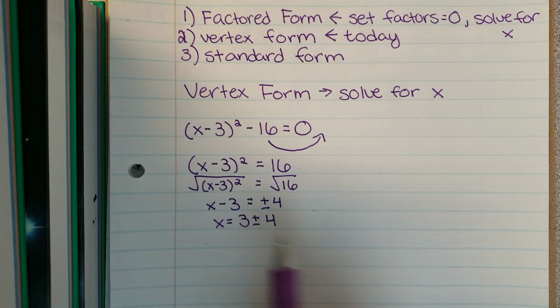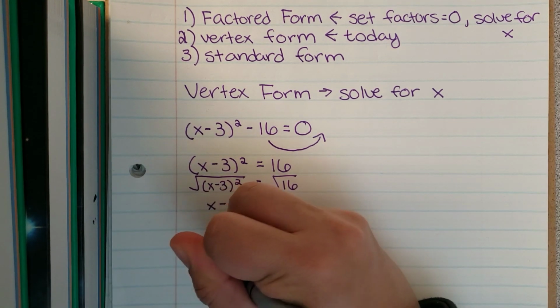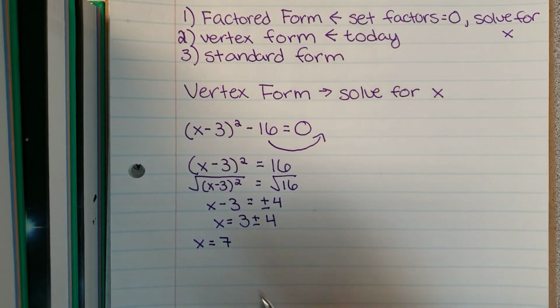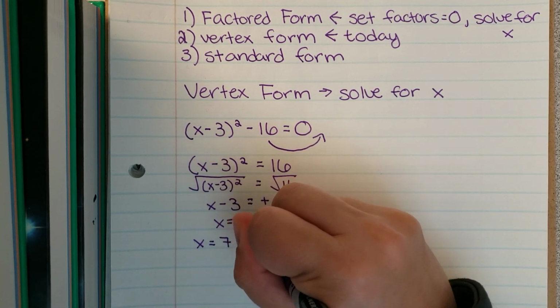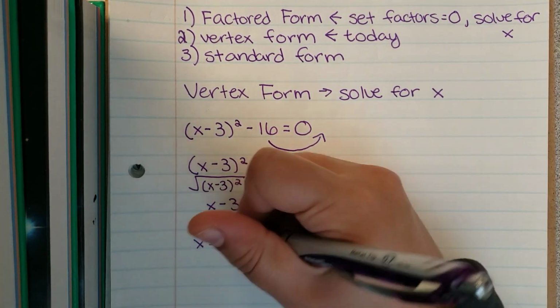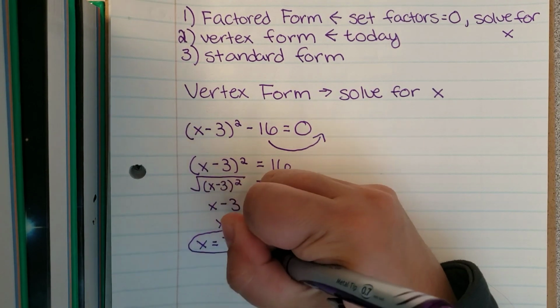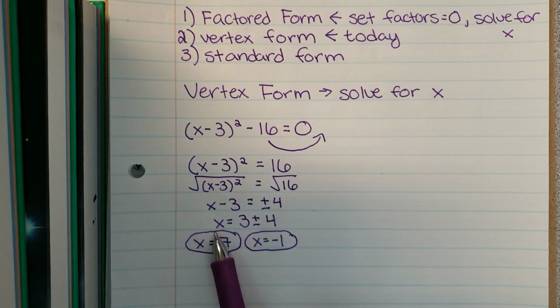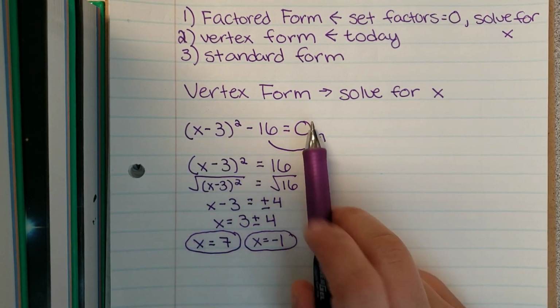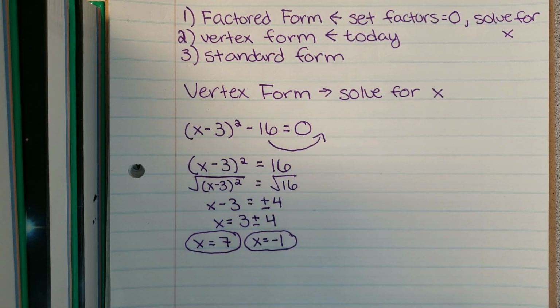Let's do 3 plus 4 first. That means x equals 7. And let's do 3 minus 4 next. X equals negative 1. So these are our 2 solutions because they make this original equation true. If you plug them in to our starting equation, you'll find that both of them cause us to get 0.